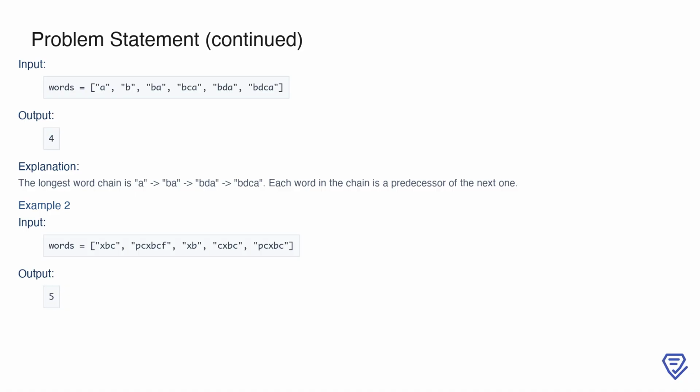Now, consider another example. If the input list of words is XBC, PCXBCF, XB, CXBC, PCXBC, the output is 5. In this case, the longest chain is XB, XBC, CXBC, PCXBC, PCXBCF. Notice again how each word is obtained by inserting exactly one letter in the previous word, and the total length of this chain is 5.